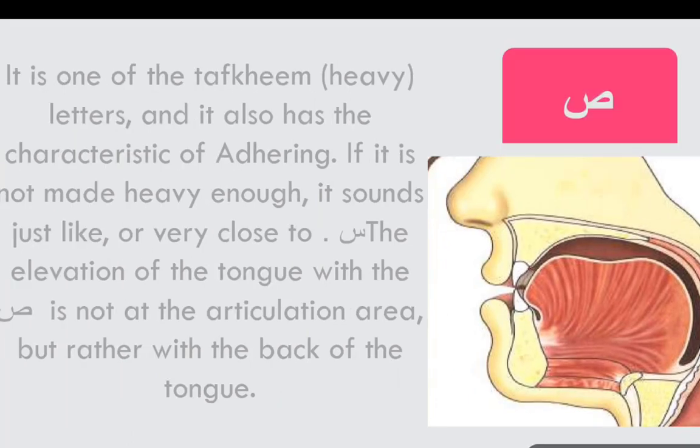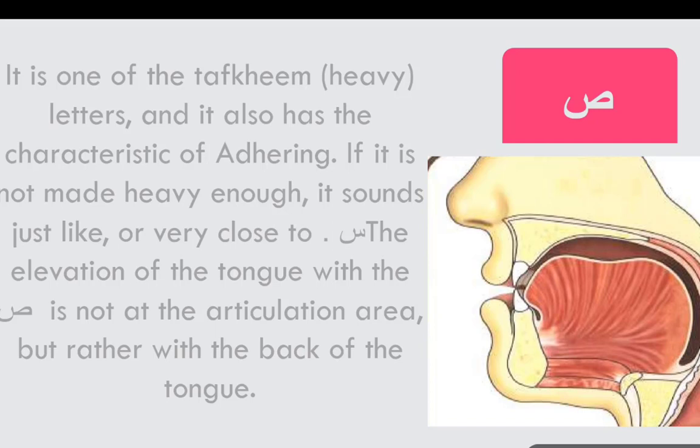Sad is one of the tafkhim letters, and it also has the characteristic of adhering. Adhering is to keep the sound held between the tongue and the roof of the gums. If it is not made heavy enough, it sounds very close to Sin. The elevation of the tongue with Sad is not at the articulation area, but rather with the back part of the tongue. So it is not from the front part, it is from the back part of the tongue.